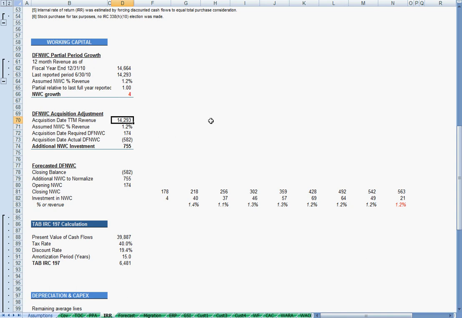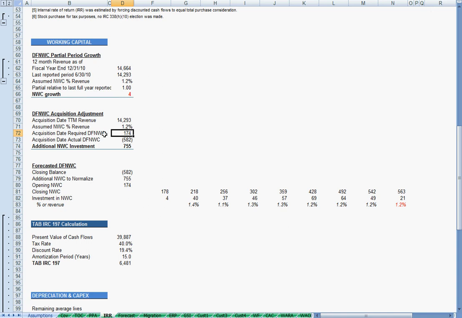So in this case, you'll see that this revenue number, 14,293, is the same as this number. That's the trailing 12 months leading to the acquisition date. The required level of net working capital is calculated by multiplying this 14,293 by this 1.2%, and that's this number, 174. So that's what's theoretically required to run those operations.